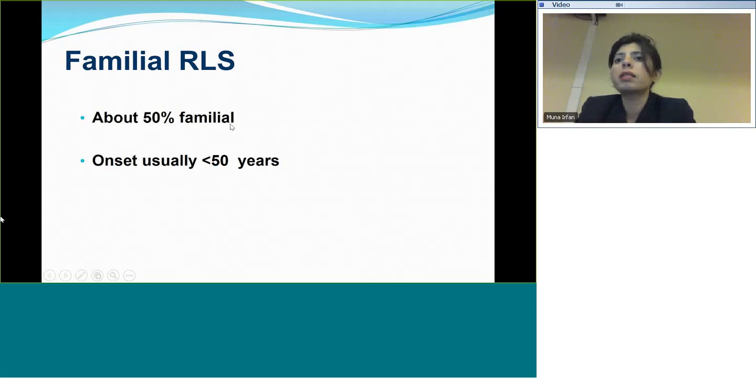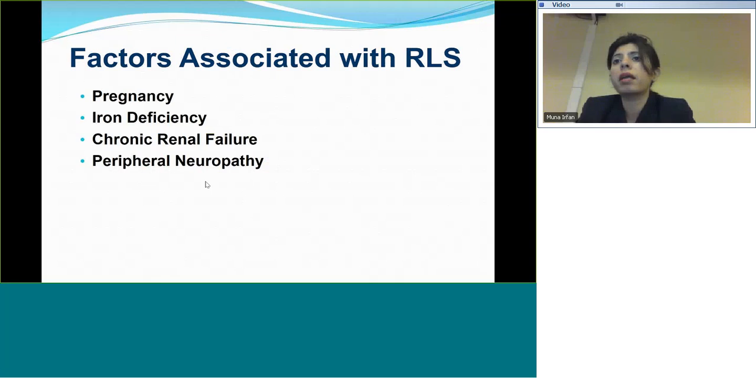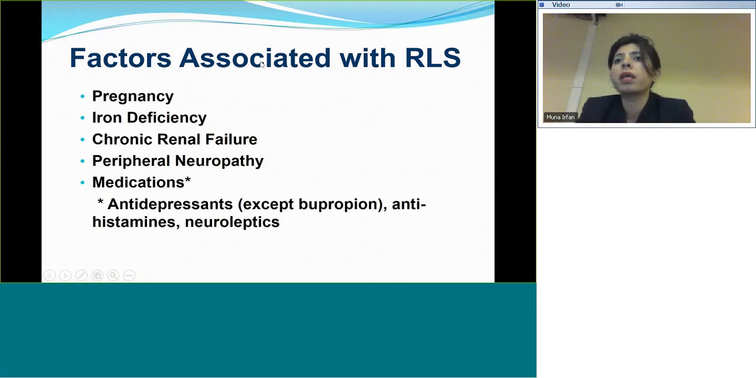So about familial RLS, typically that type of RLS, we note the age of incidence is younger than 50 years. Sometimes it could be adolescent age, and it could be even kids, although it's harder for them to describe and to express, but it could be present in kids too. 50% of all restless leg cases could be familial.